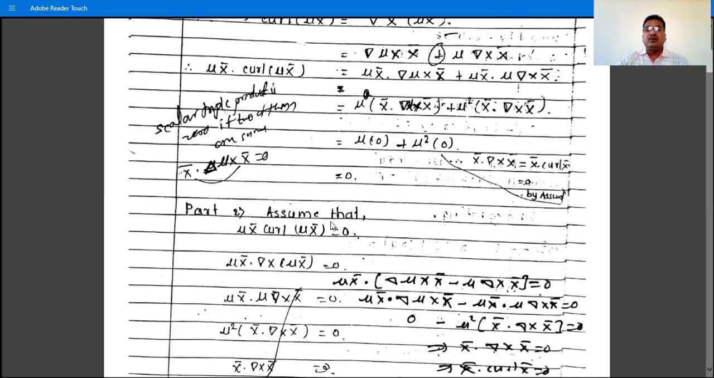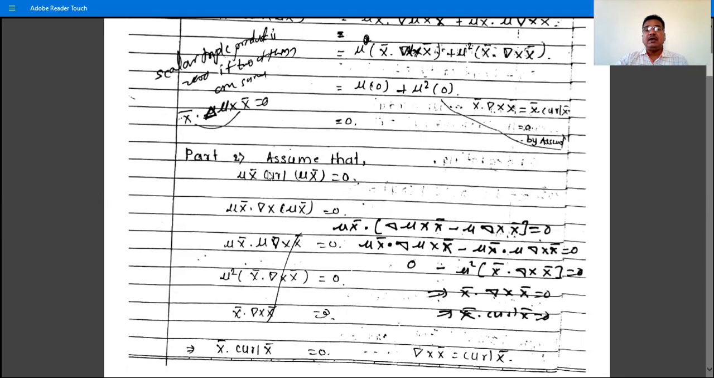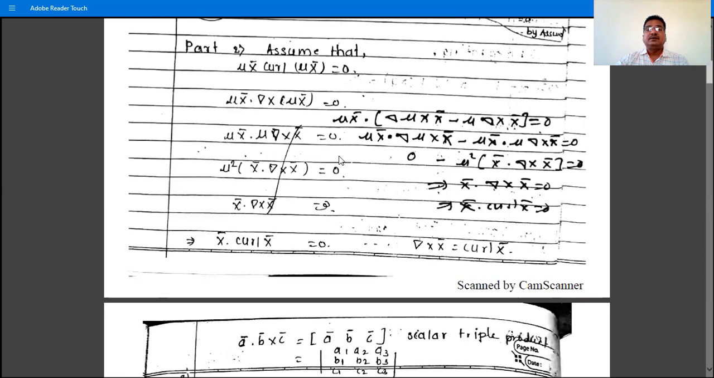Now the converse of this theorem. Assume that mu x bar dot curl mu x bar is 0, and now we have to show that x bar dot curl x bar is 0. So mu x bar dot curl mu x bar means mu x bar dot del cross mu x bar is equal to 0. Curl means del cross.